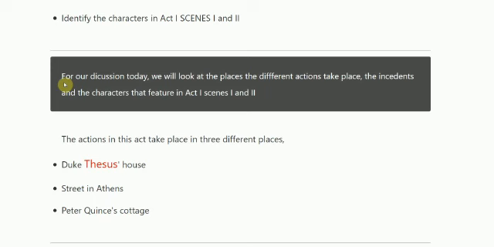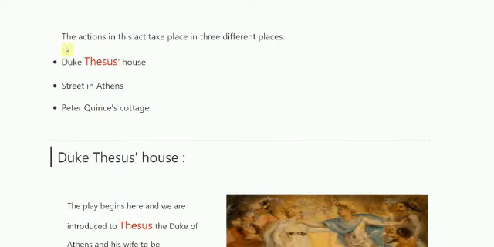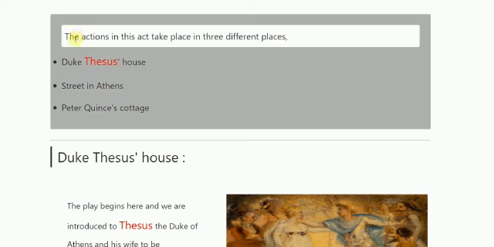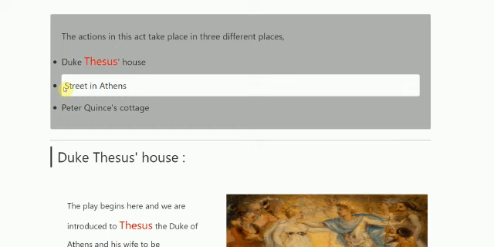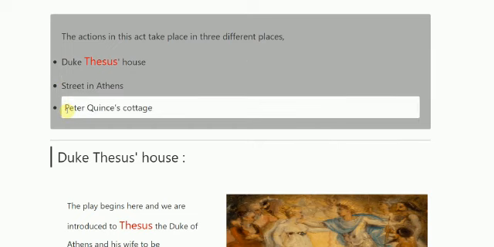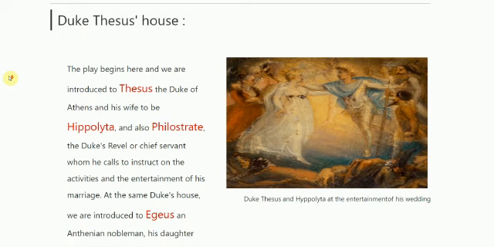And so, for this class, I want us to look at Act 1, Scenes 1 and 2 from two different perspectives: 1, the places where the actions take place, and 2, the characters that feature in this act. Now, the actions take place in 3 different places. The first place is the Duke's house, then an Athenian street, and then the last place is the Cottage of Pyramus. Let's look at the Duke's house.